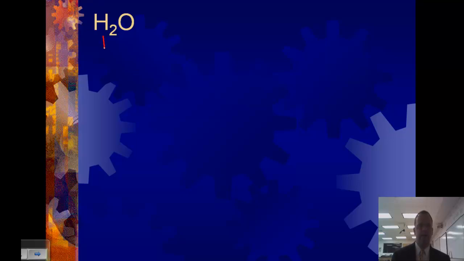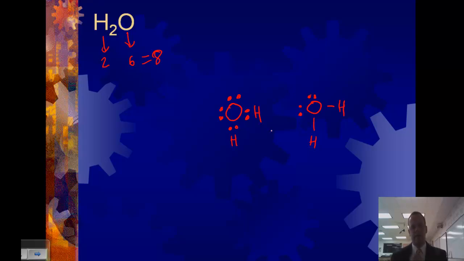H2O. We have 2 hydrogens for a total of 2 electrons. Oxygen was 6. Once again, we have 8. Now, if you look at oxygen, oxygen has 6 valence electrons. So I'm going to put 1 hydrogen on one side and 1 hydrogen on the other. That gives oxygen 8, each hydrogen 2. So you could write it this way. And it doesn't matter which side the 2 hydrogens are on and which side the 2 lone pairs are on. It will determine shape that we look at later, but it doesn't matter for drawing the Lewis structure.